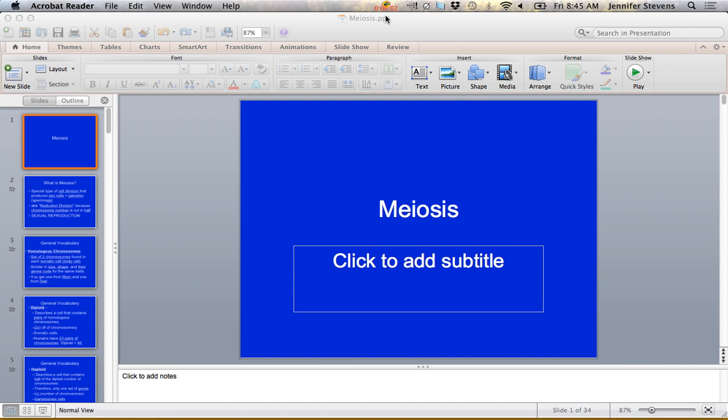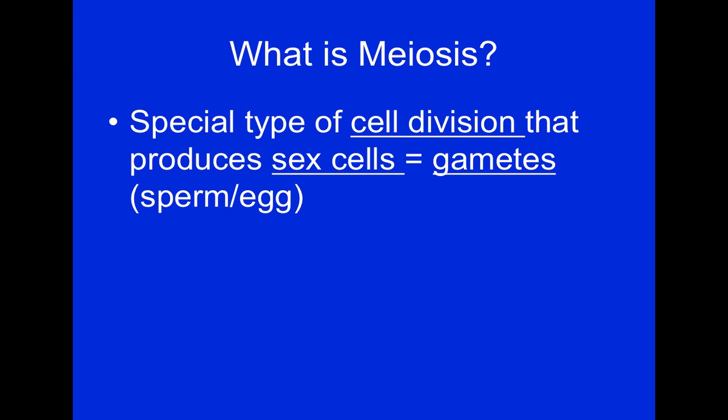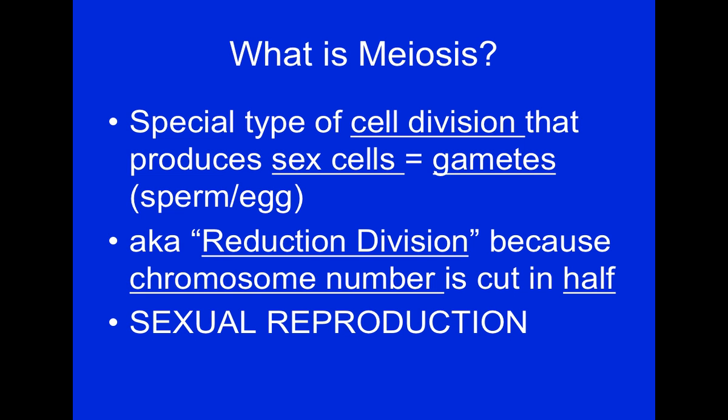So now that we have looked in depth at the process of mitosis, we want to look at a different process that is related but has a different purpose, and that is that of meiosis. Meiosis is a special type of cell division that actually produces our sex cells. We refer to these as gametes, and that means sperm and egg. It is also known as what we call reduction division because the chromosome number gets cut in half. This is involved in sexual reproduction.